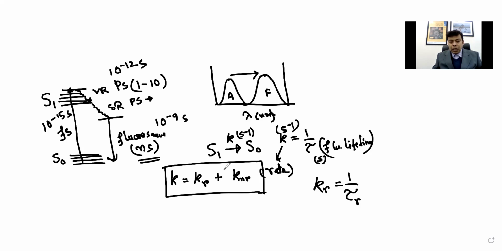And of course, there are multiple non-radiative processes. Therefore, you can also have a sigma, a summation of many of these knr's. There might be other rate constants. So rate constants are additive, but lifetime is the inverse of rate constants, so lifetimes are not additive.